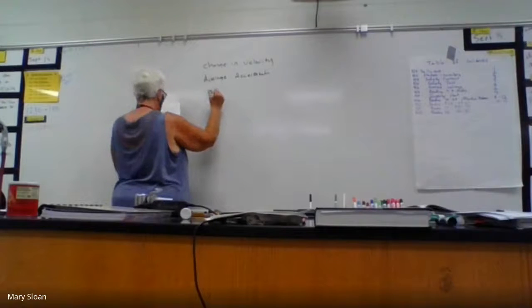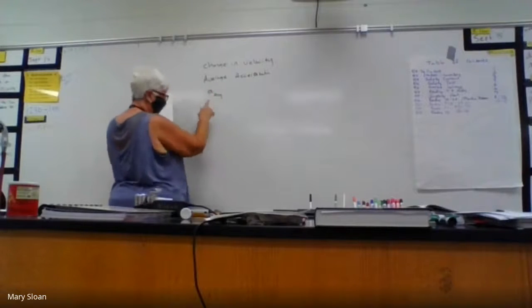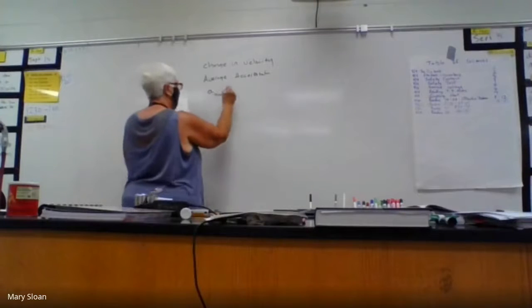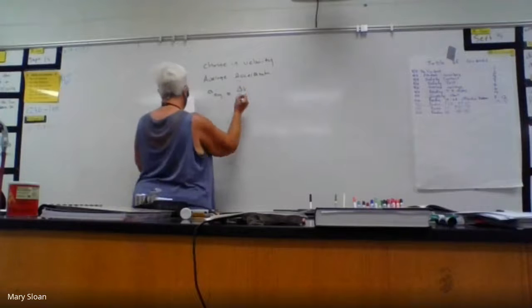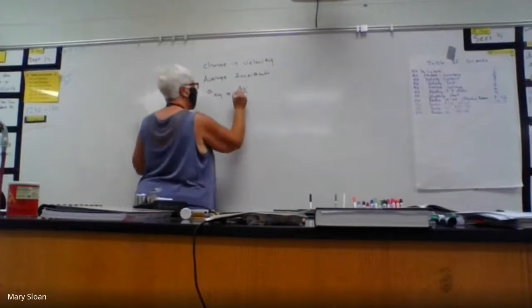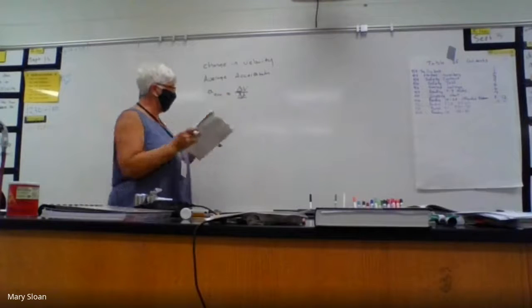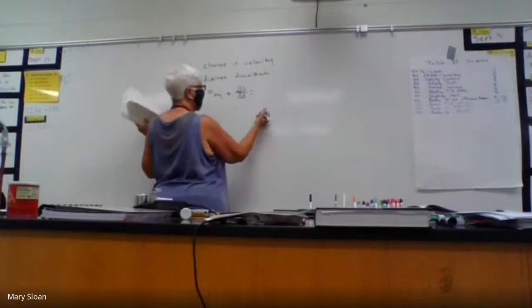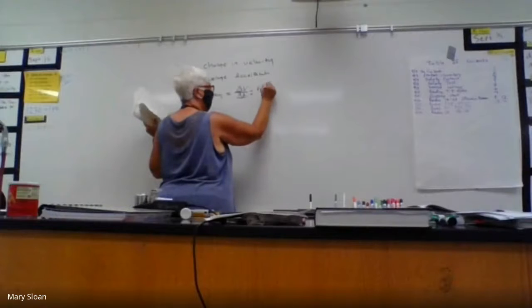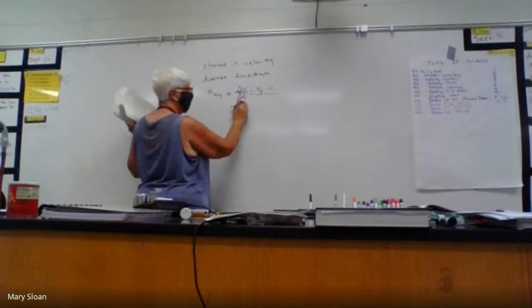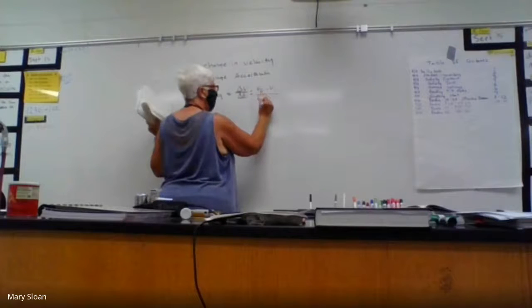Average acceleration is an A with an AVG, equals the change in velocity over the change in time. When you see this triangle, what this means is velocity final minus velocity initial. Change in t is time final minus time initial.